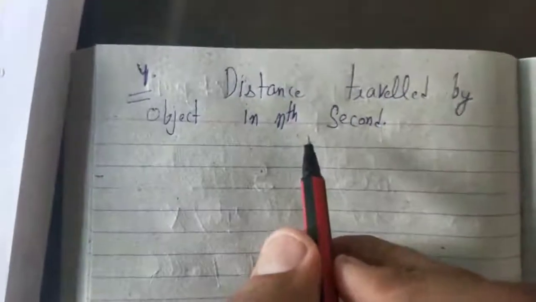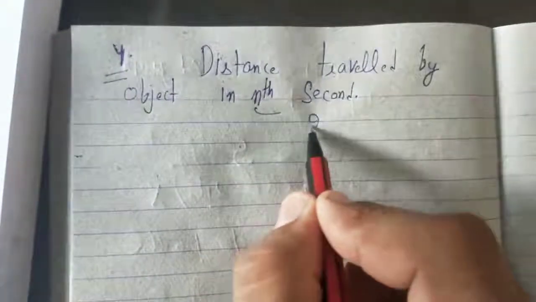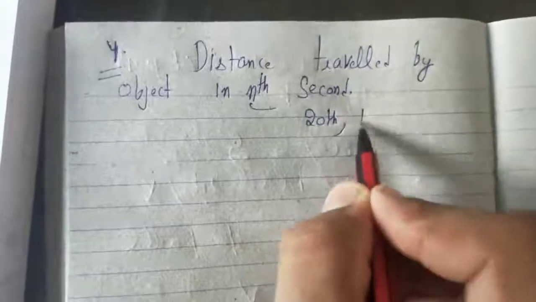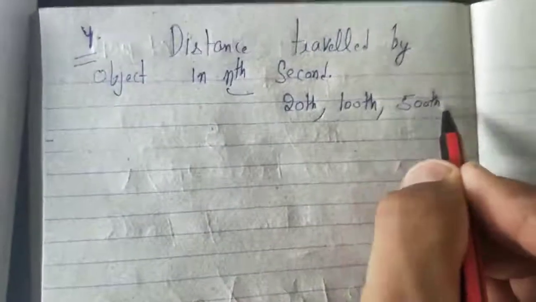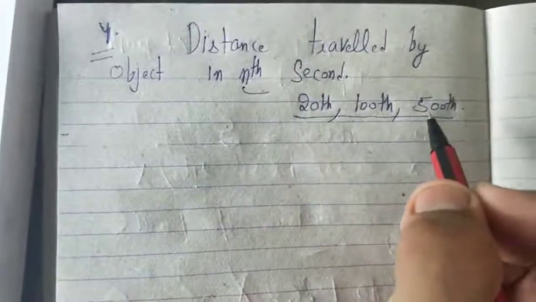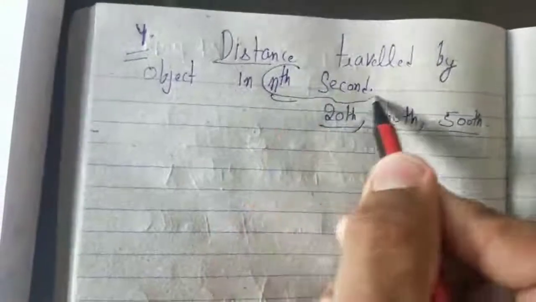How can you find that? The nth second can be the 100th second, the 500th second. In the 20th second you have to find, in the 100th second you have to find, in the 500th second you have to find. So you have to develop a formula which calculates the distance in the nth second. This is your target. So draw the same graph.